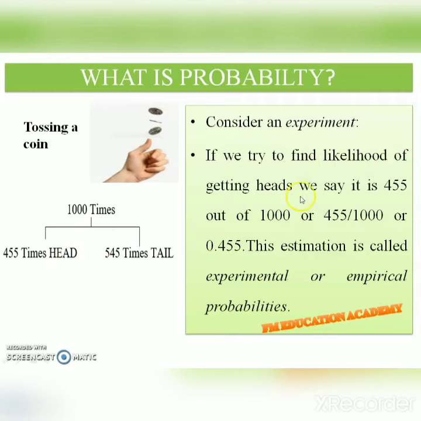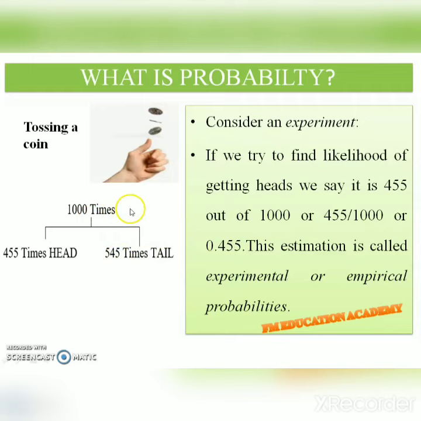So we can say that heads, we can say it as 455 by 1000. Why by 1000? Because we are tossing the coin 1000 times, and out of 1000 times we are getting one side is 455. So we can say the chance of getting heads is 455 out of 1000. If I want to write this in decimals, I can write it as 0.455. Similarly, if I want to write tails, how many times I'm getting tails means I can write 545 by 1000.